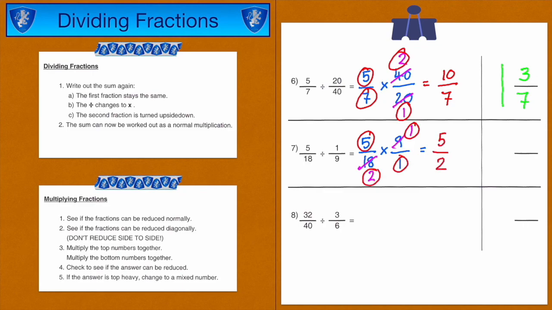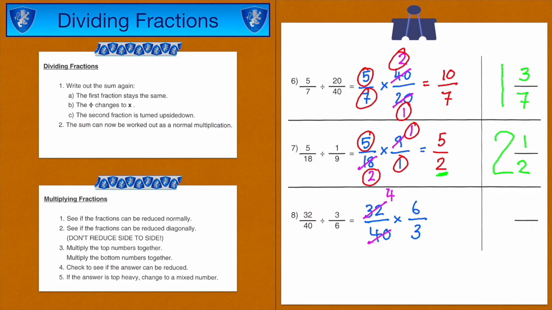Right, this fraction is top heavy, so we're going to do 5 divided by 2, which is 2, big 2. Remainder 1 at the top, 2 stays at the bottom. So your answer is 2 and a half. All right, and one more of these. So we've got question 8. So let's write our sum out. So we've got 32 over 40 times 6 over 3. Right, so we can reduce 32 and 40 in the 8 times table. So that's 4 times 8 and that's 5 times 8.